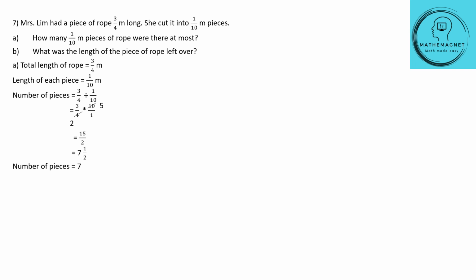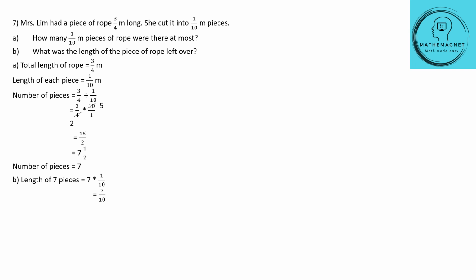Now coming to the B question, what was the length of the piece of rope left over? So, after she cut 7 pieces, each of length 1 by 10 meters, she still had some length of rope left. So they are asking what is that length of rope? To find that, let's find out the length of these 7 pieces. We know each piece was 1 by 10. So for 7 pieces, it will be 7 into 1 by 10, which is equal to 7 by 10. So the length of 7 pieces is 7 by 10.